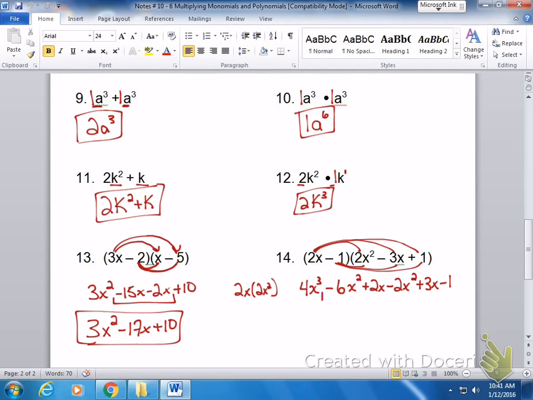Now this is sort of like the other ones, in the sense that all our middle terms can be combined. So I have 4x cubed. I have negative 6x squared minus 2x squared. Negative 6 minus 2 is negative 8x squared. I have 2x plus 3x plus 5x minus 1.